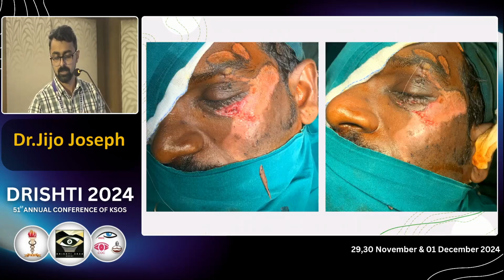Now, this gentleman came to my OPD with a sutured wound in his lower eyelid, resulting in an ectropion of the lower eyelid. Now, we recreated the defect and covered the defect using a full thickness skin graft from his post-auricular area.